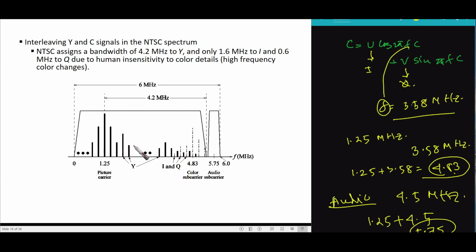But here, what you need to know is that for video, in NTSC standards, we actually need 6 megahertz bandwidth. Among that, you also see that from the picture carrier up to here, where the color information ends, needs 4.2 megahertz. And for the audio, we need 1.25 megahertz plus 4.5 megahertz. If we add these up, the audio carrier is 5.75 megahertz. These things you can memorize, or you can just refer to this diagram.